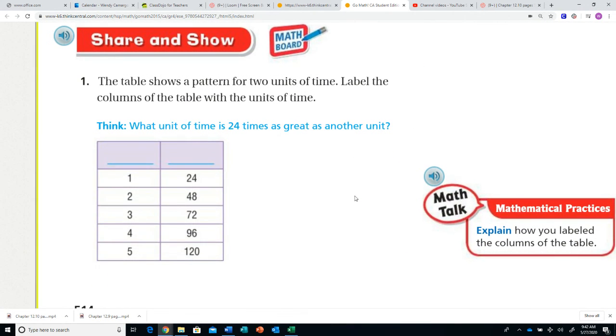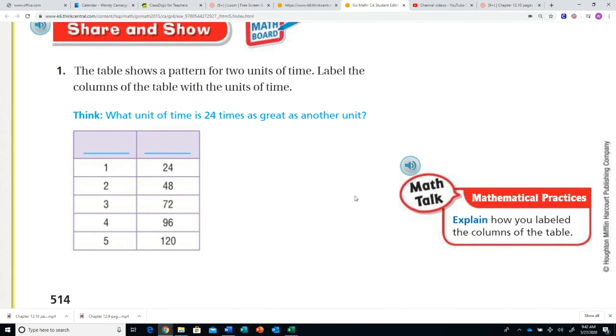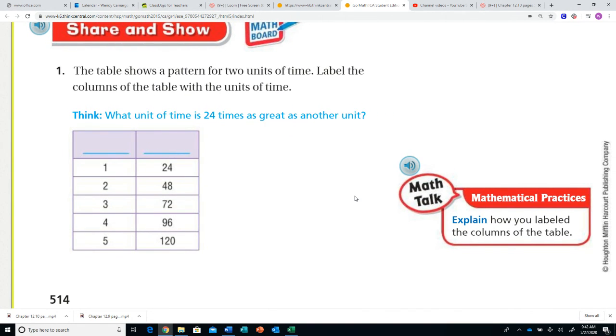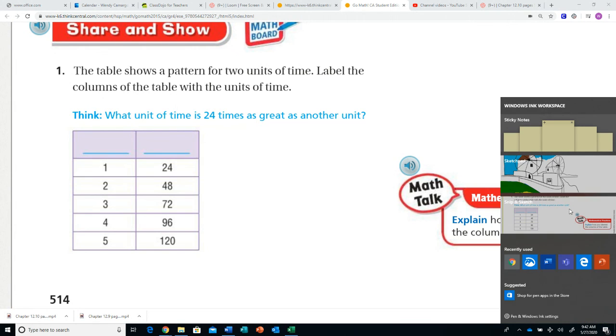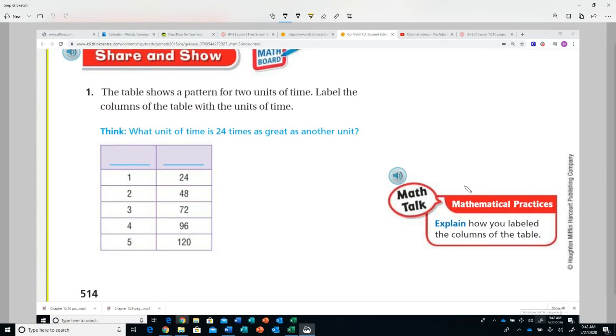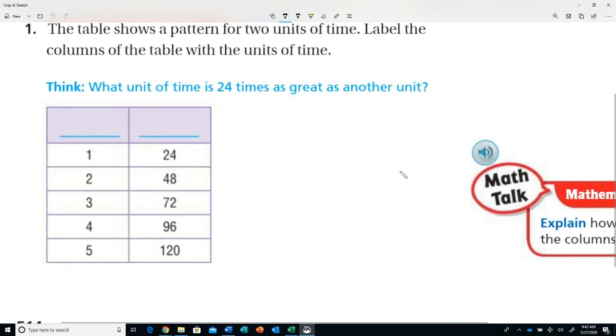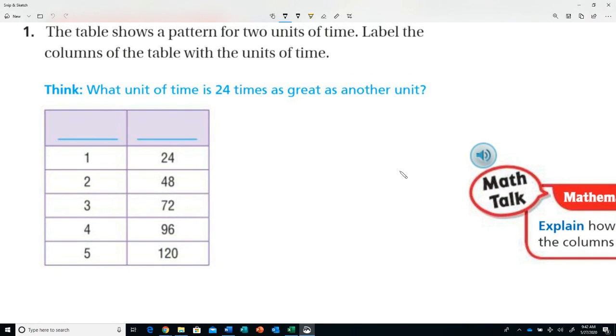Number 1. The table shows a pattern for 2 units of time. Label the columns of the table with the units of time. All right. Think, what unit of time is 24 as great as another unit? So when I'm looking at this one, what do I know that takes 24 of in terms of time to equal one whole thing? And I'm really hoping that you're coming up with hours in a day. 1 day, 24 hours, 2 days, 48 hours, and so on.